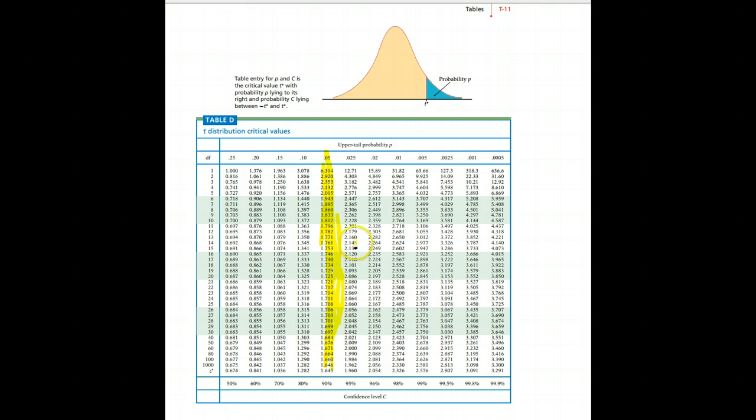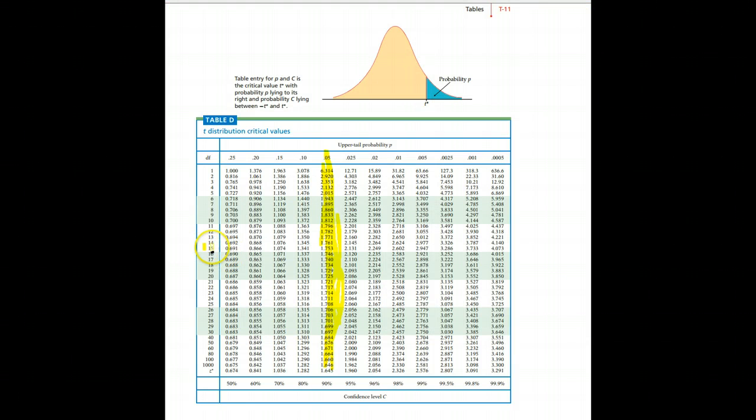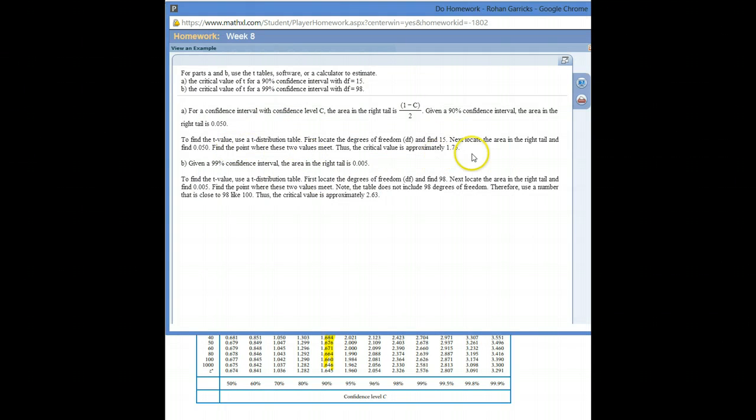So this is the column we're interested in, and the degree of freedom that we're looking for is 15. So 15 is here, and the intersection between those two is going to be 0.753. It's going to be that value right there. Alright, so that's pretty much the answer for the first part. Be certain to round off based on what the instructions for the problem are.